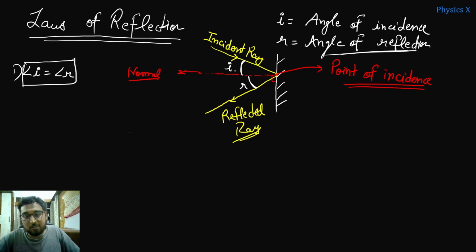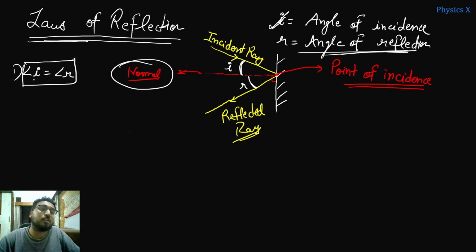That is why the normal is important: it is acting as a reference point. The angle between the incident ray and the normal is called the angle of incidence, and the angle between the reflected ray and the normal is called the angle of reflection. The first law of reflection states that the angle of incidence must be equal to the angle of reflection. So the reflected ray emerges from the point of incidence. Once the incident ray is established and you measure the angle of incidence, the angle subtended by the reflected ray with the normal will be equal to it. Basically these two angles will be equal.